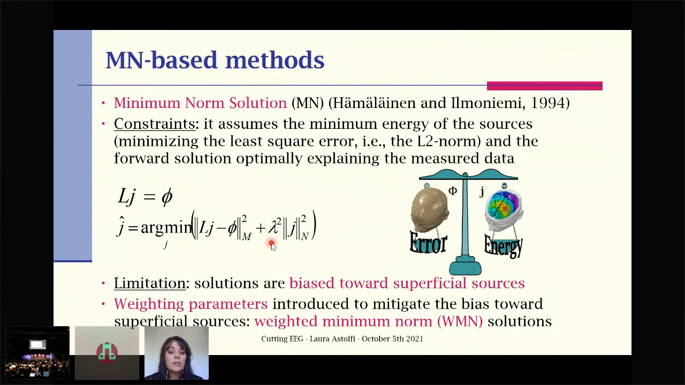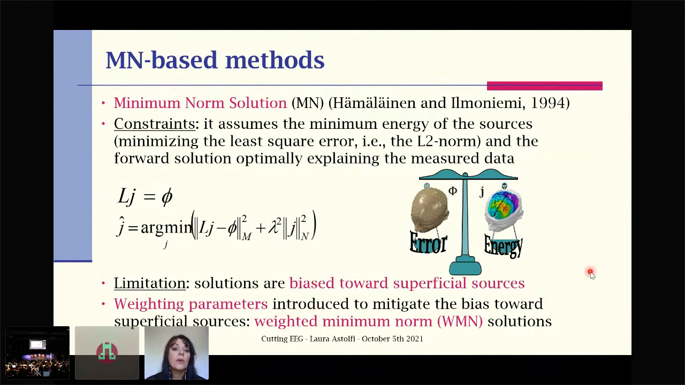There's a limitation in this approach, which is that given the requirement of the minimum energy of the sources, usually solutions are biased toward superficial sources, because a superficial distribution requires less energy to produce the same potentials on the scalp. So this is a bias of the method, because we know that actually there are deeper sources that contribute to the EEG. And to overcome this limitation, some weighting parameters were introduced to mitigate this bias, which led to the weighted minimum norm approaches.